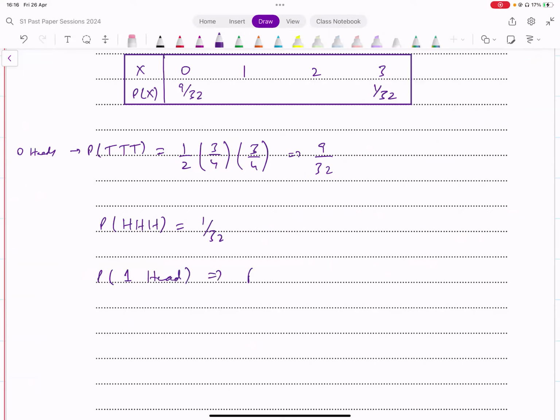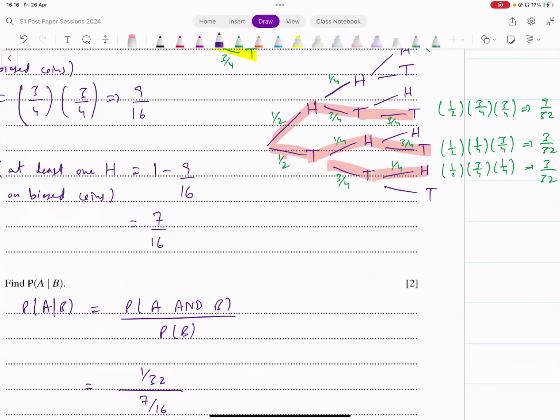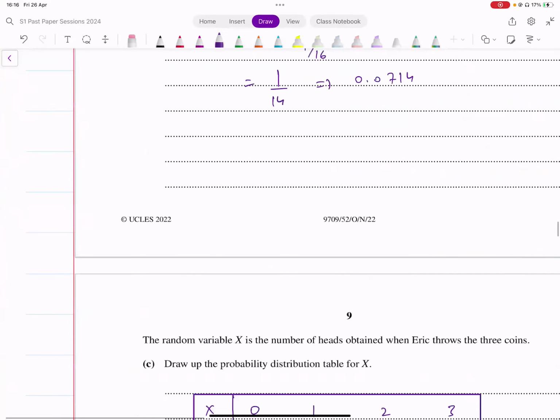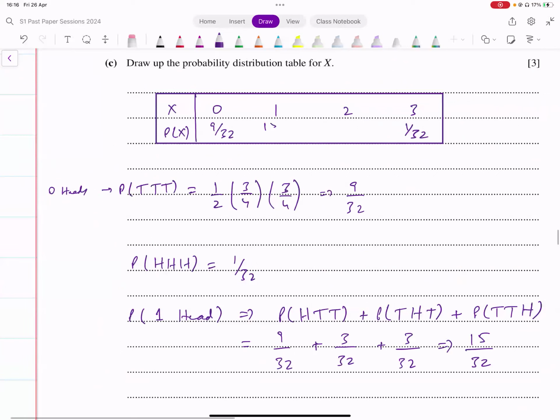Probability of getting 1 head basically means probability of head, tail, tail, plus probability of tail, head, tail, plus probability of tail, tail, head. These are the 3 probabilities that we have calculated above. Let's just add all of them up together. 9/32 plus 3/32 plus 3/32, and that gives us 15/32.